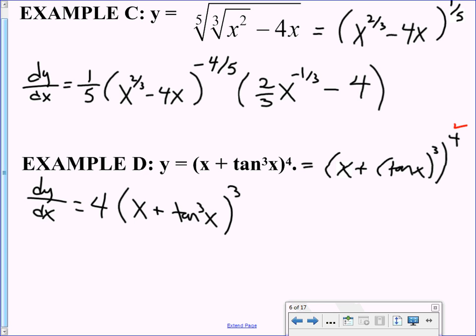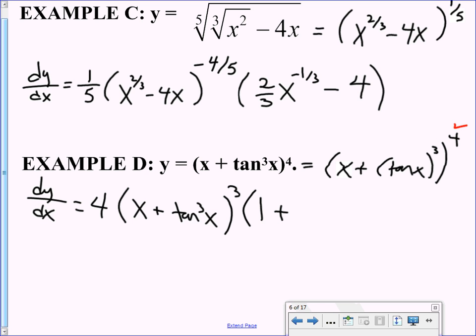Now we look inside, and the inside is a sum. We have x plus the tan of x cubed. To take the derivative of a sum, you take the sum of the derivatives. So we take the derivative of x, 1, plus the derivative of tan of x cubed. Well, that's going to take a little chain rule.